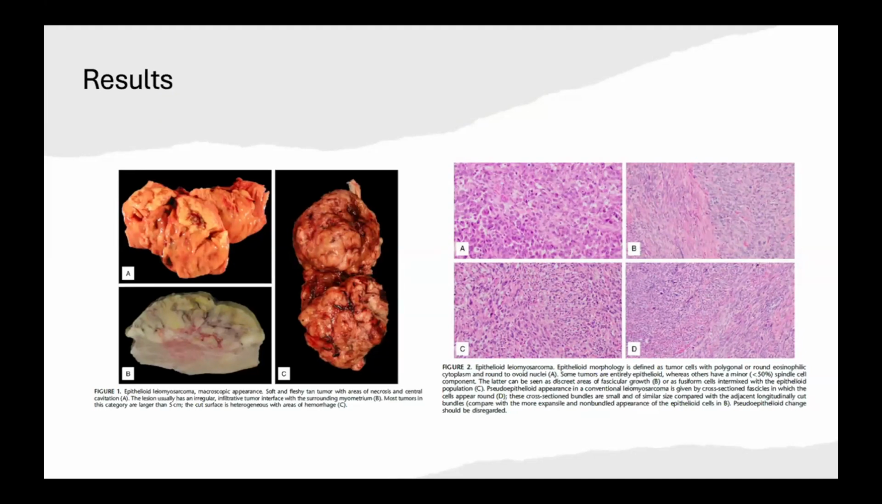This is just some of the photos that are a nice representation of what these pathologists were looking for to call these epithelioid. Notably, they did exclude pseudoepithelioid appearance, which is letter C. That's a nice picture of it, showing the cross-sectional fascicles, which can appear round.